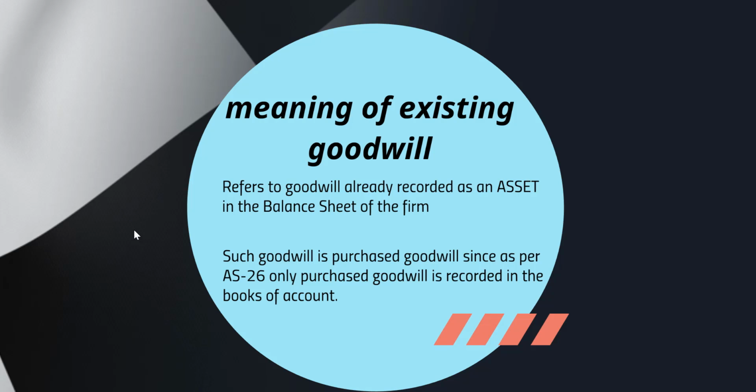So this existing goodwill is purchased goodwill, since as per Accounting Standard 26, only purchased goodwill is recorded in the books of accounts. Self-generated goodwill cannot be recorded in the books of accounts. And since this goodwill is already recorded in the books of accounts, it has to be only purchased goodwill.